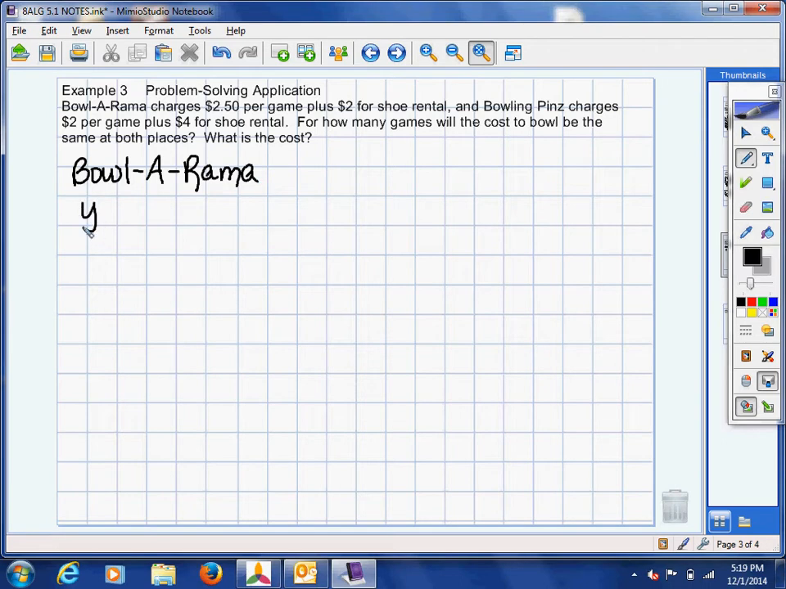So what you want to do is put that $2.50 in the slope position right in front of the X. Now, plus, we're going to pay $2 for shoe rental. If I'm going to bowl, I have to pay for my shoes. That's a one-time fee, whether I pay for 1 game or 20 games. I'm going to pay $2, one flat rate fee for that.